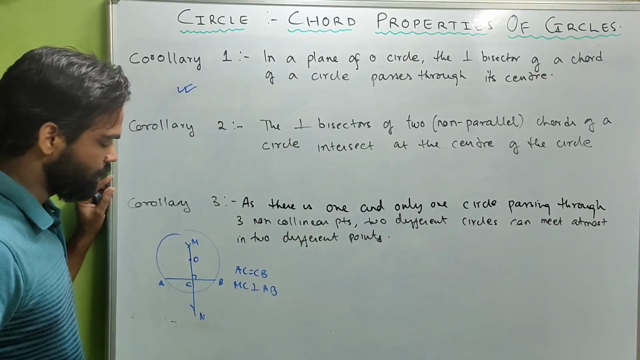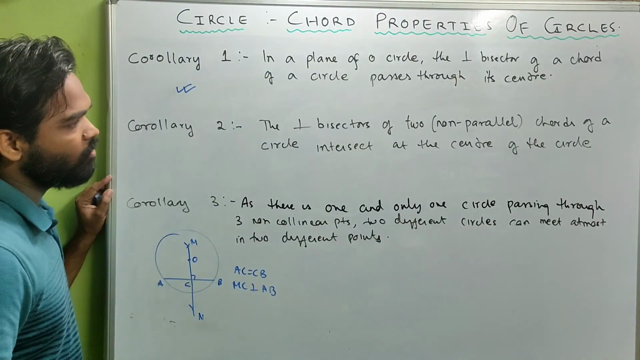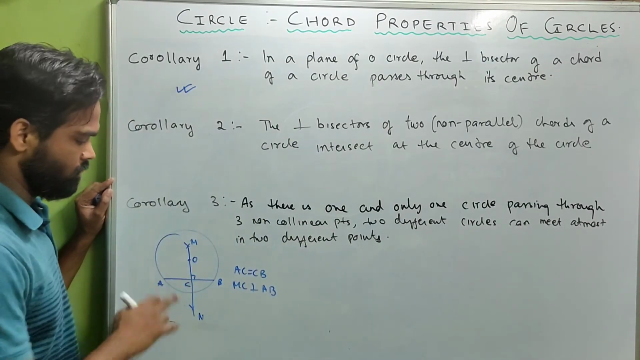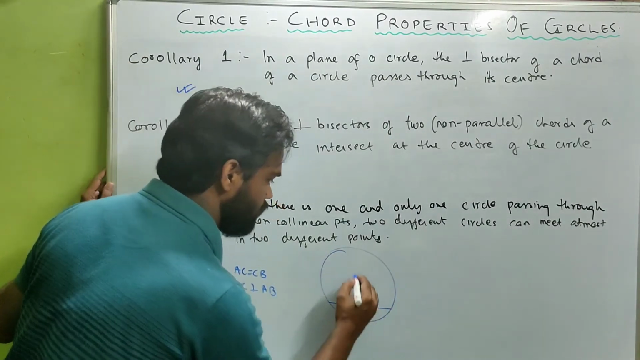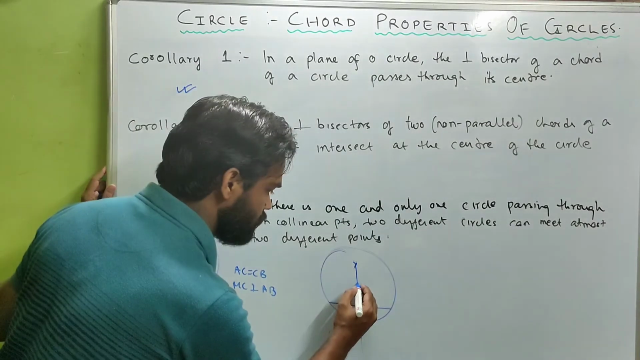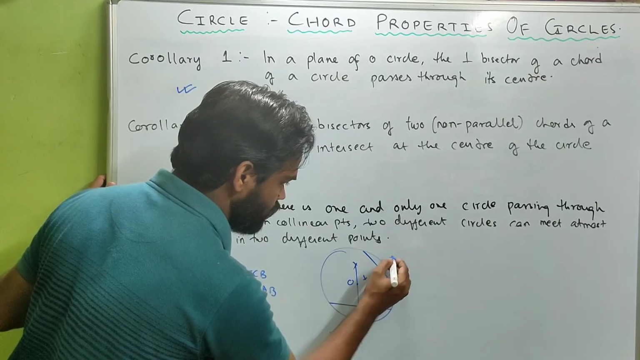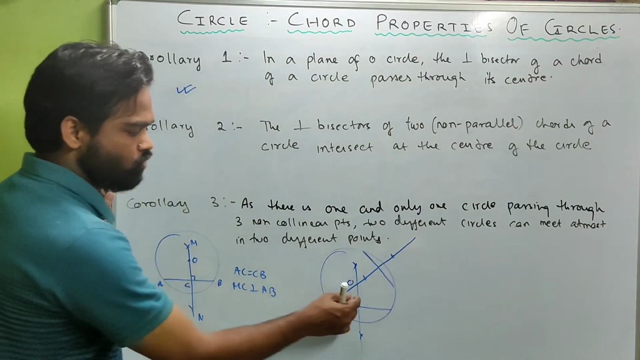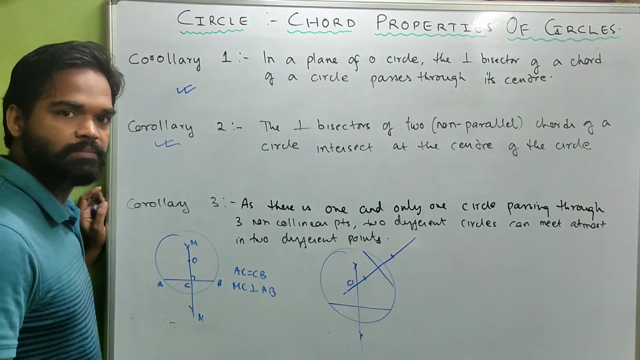Am I clear? This relates to the first theorem. Now, the second one: the perpendicular bisectors of two chords of a circle intersect at the center of the circle. Just the extension of this. Suppose this is one chord, the perpendicular bisector definitely will pass through the center. No doubt in that. Suppose you take another chord and you draw the perpendicular bisector, then it also passes through the center, which means the two perpendicular bisectors intersect each other at the center of the circle.